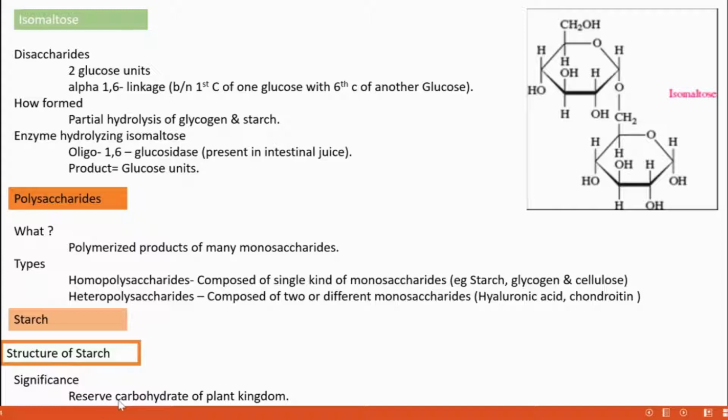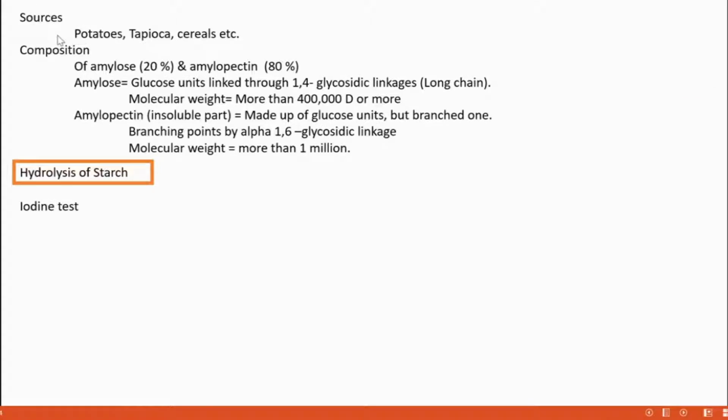It is a reserve carbohydrate in plants. In plants, starch is a reserve food. Okay. Then which are the sources of starch? Where all can we find starch? It is present mostly in potatoes, tapioca and cereals.